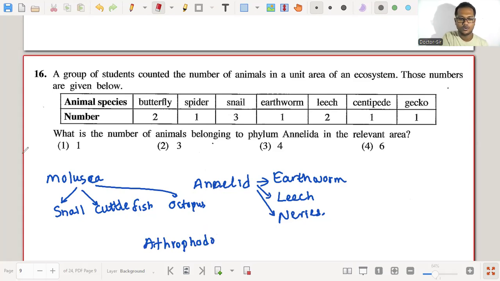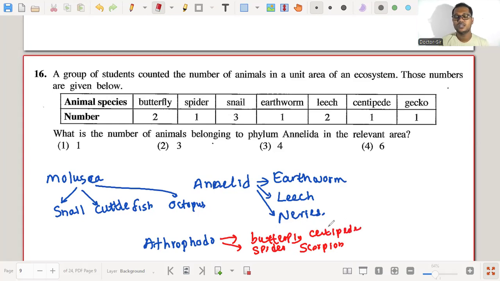So what are the animals present in the arthropoda group? Butterfly. Then spider and scorpions. Then tell me, what are the others? Centipedes. Right. So these are the arthropoda.